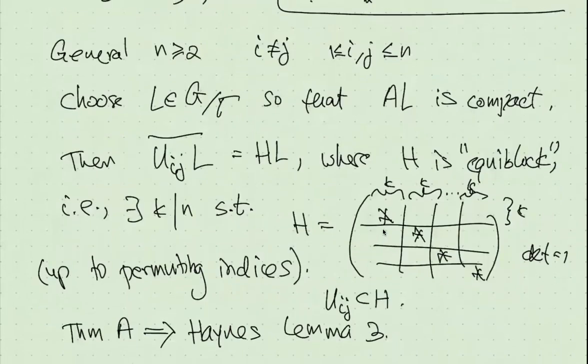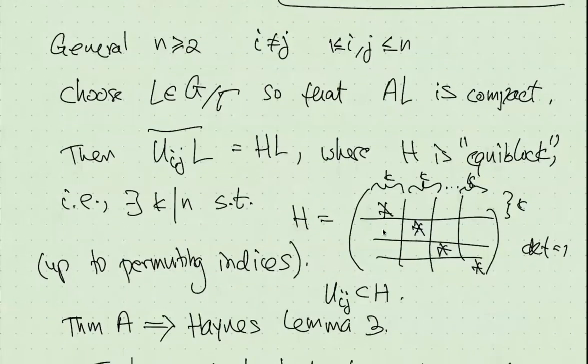Before I do that, I want to give you some examples of lattices satisfying this condition. First I'll give you examples, and then I will tell you that these examples are all the examples up to some small tweaks. And the structure of these examples is very important in the argument in proving Theorem A. So let's start with examples.